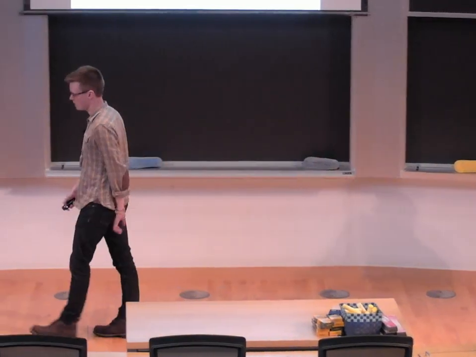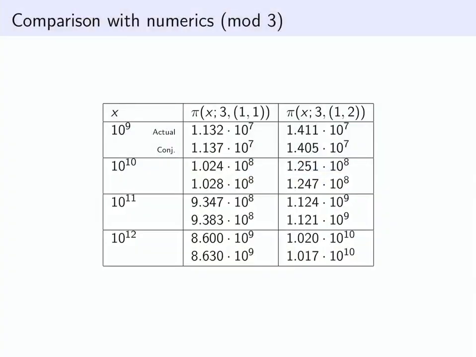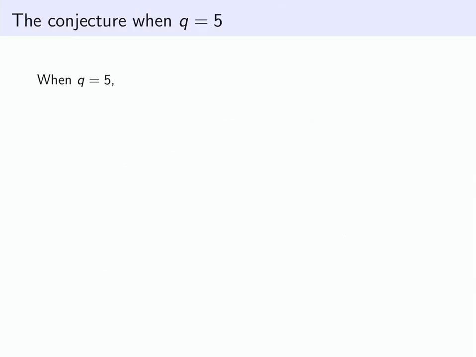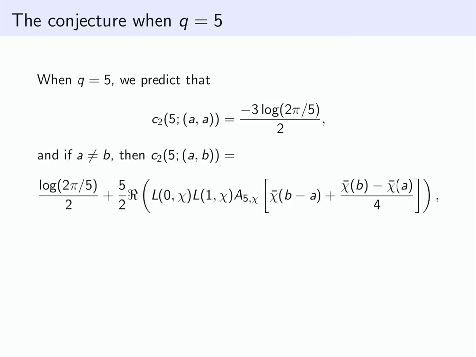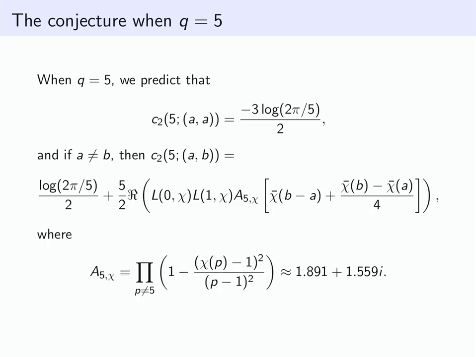All right. You can compare against the data mod 4. It'll look exactly the same. Things get a little bit interesting when you look mod 5. So our conjecture in this case, well, I need to tell you what this number C2 is. I've never written down a formula for C2. In the case I'm giving you a diagonal pattern mod 5, here's what it is. And in the case I'm giving you a non-diagonal pattern mod 5, here's what it is. Here chi is a complex character modulo 5. Pick your favorite one. And this number A5 chi is given by this absolutely convergent Euler product.